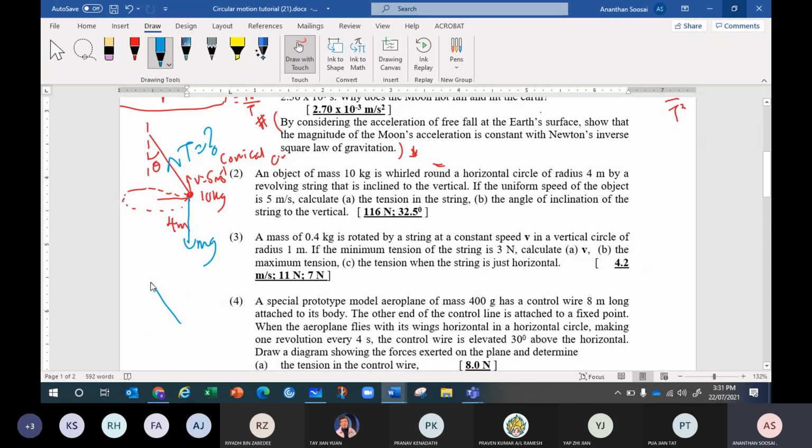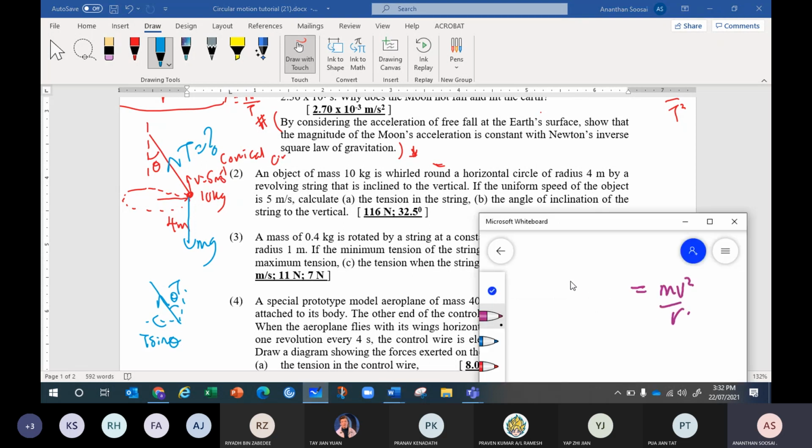Because tension is like this and makes an angle with the vertical here, theta. So the force acting towards the center is the horizontal component of this tension. When you bring the tension down, you open the angle, so it's T sine theta. T sine theta acting towards the center. So what equals mv squared over r? Of course, T sine theta.